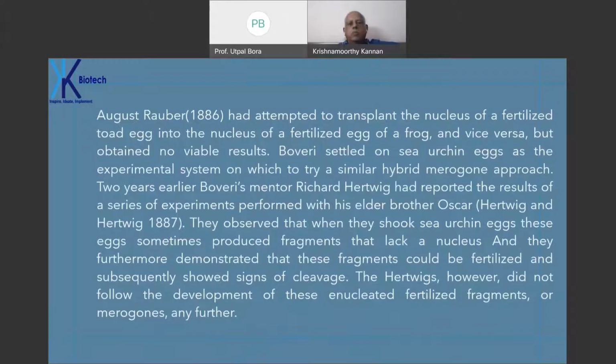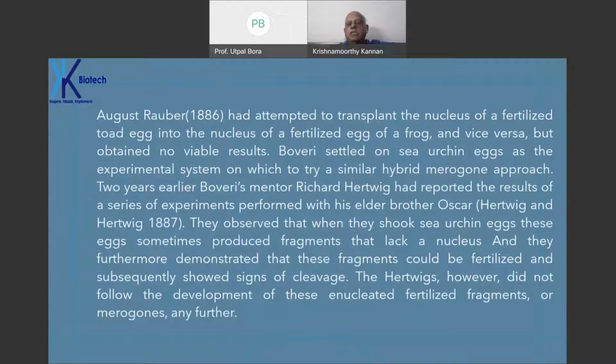So August Robert had attempted, now this is another very beautiful experiment which was attempted and is very interesting, that they tried to transform the nucleus of a fertilized toad egg into the nucleus of a fertilized egg of a frog. And this is what later somebody else did in the 1960s, which we'll come to shortly, and for which he got the Nobel Prize in 2012.